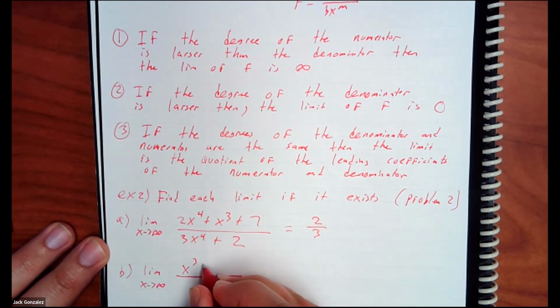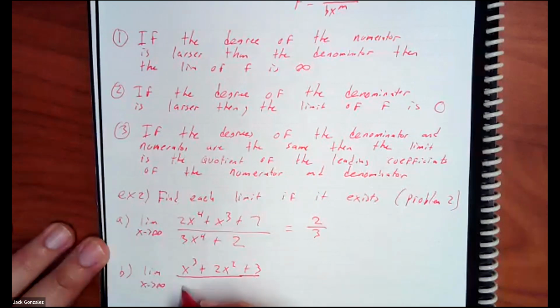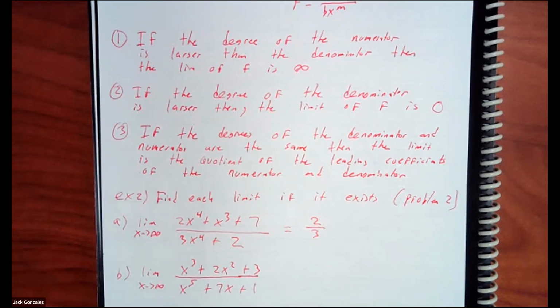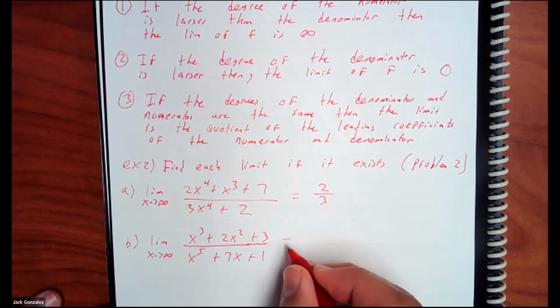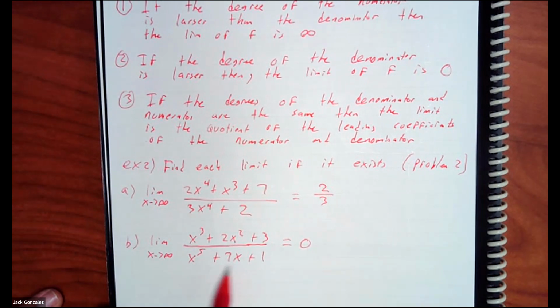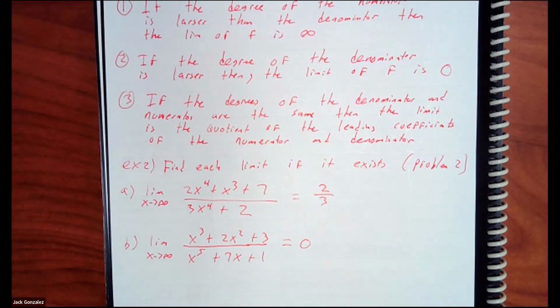Let's say x to the third plus 2x squared plus 3 over x to the fifth plus 7x plus 1. So what's the degree of the numerator? Three. And the degree of the denominator? 5. So the bottom one is bigger, and the limit would be 0. The bottom is growing faster, so it ends up going to 0. That's what number 2 is saying.